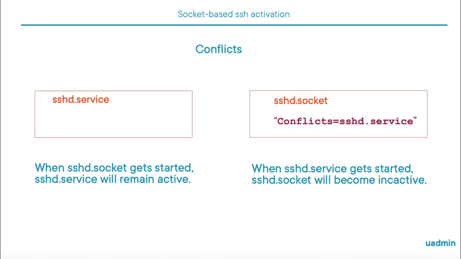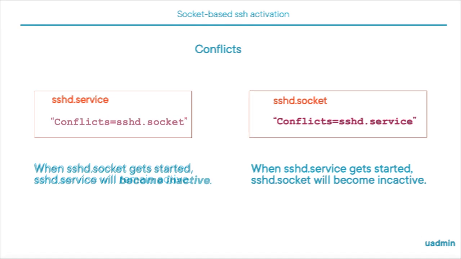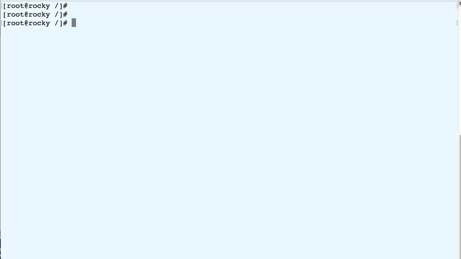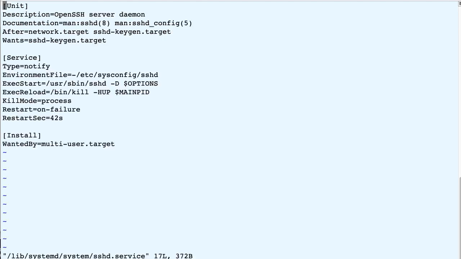Now let's make sure that both services behave the same, just because we can. So what we'll do is we'll also add the conflicts entry to the SSHD service file, so that it will be deactivated when we start the SSHD socket. So we'll add the conflicts line to the SSHD service unit file and do some testing.